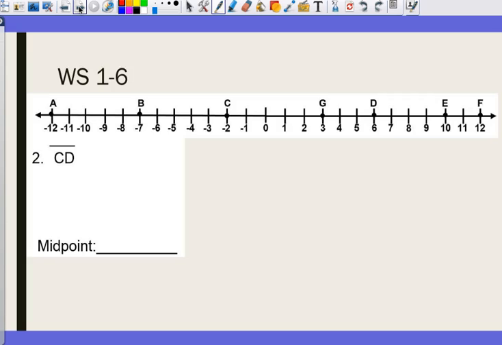Okay. The midpoint formula, because we're trying to find the midpoint, is this. x1 plus x2 divided by 2. There's also a y component, but since it's a number line, do I care about that y component? No. It would actually just be 0 plus 0 divided by 2, which is 0.